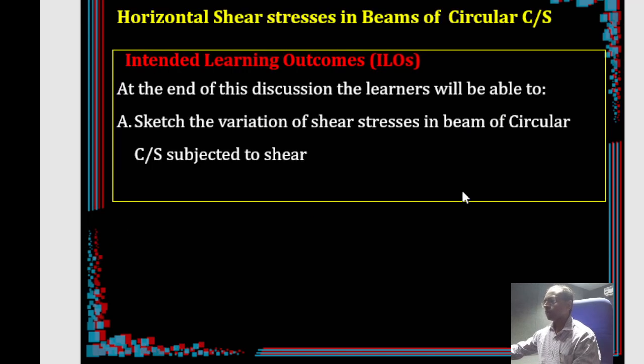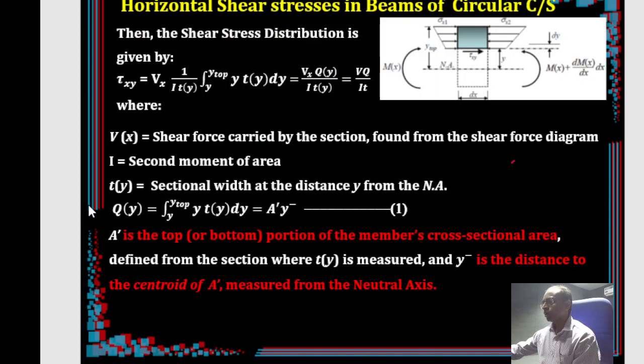Hopefully by the end of this discussion, we will be able to sketch or plot the variation of the shear stresses in a circular cross section. So for a beam having a circular cross section, we will be able to plot the shear stress distribution. Whatever the cross section may be, it can be anything.